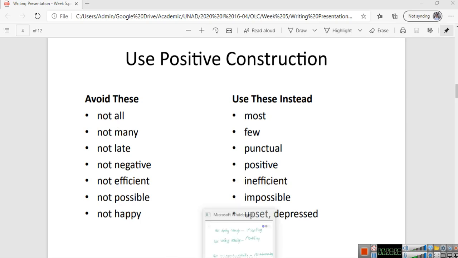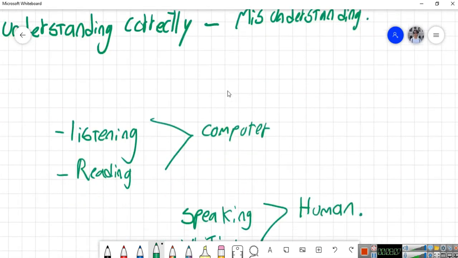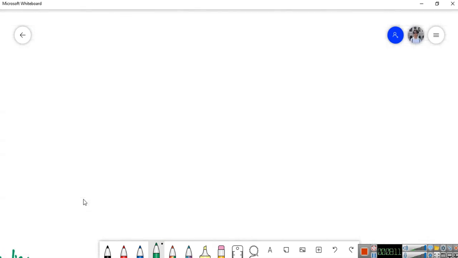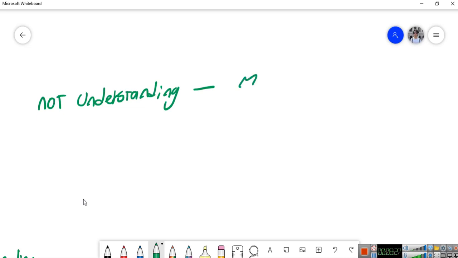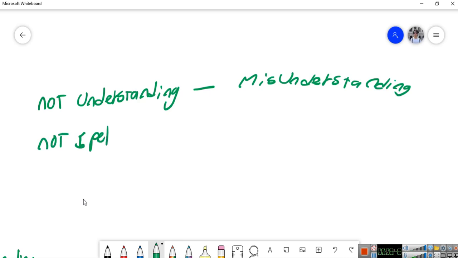Now let's play a game and tell me which one do you think is the positive construction. So I'm gonna do the first one. If I say not understanding, I should say misunderstanding. Misunderstanding. What if I say not spelling correctly? Which one would you say is the positive construction to not spelling correctly? Go ahead, Novia.